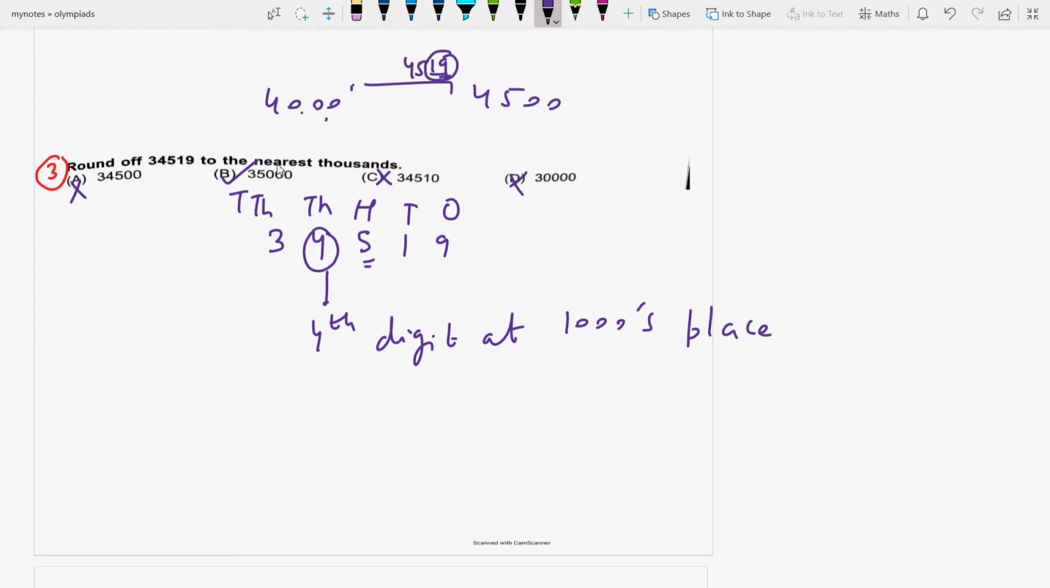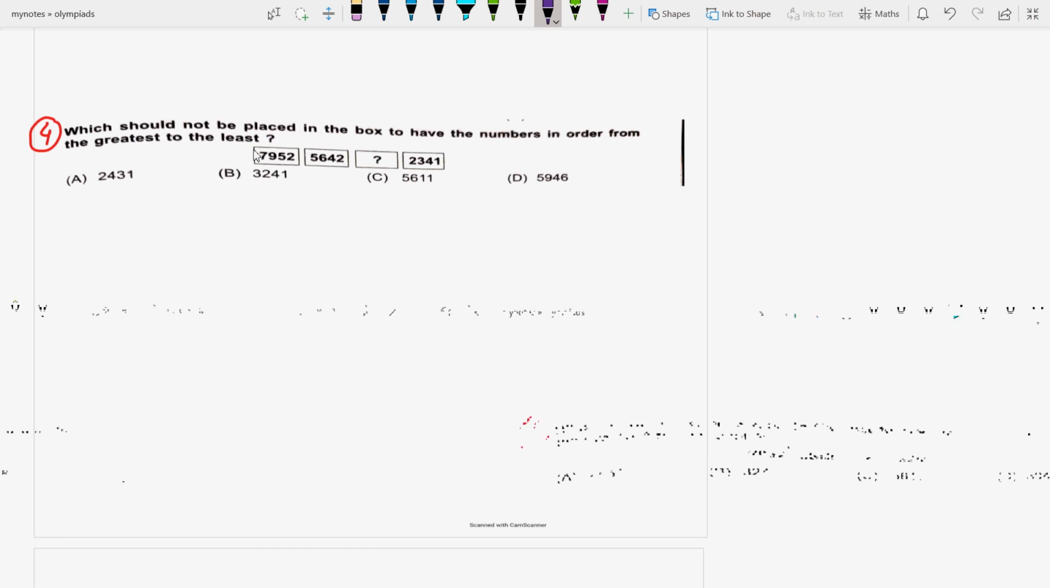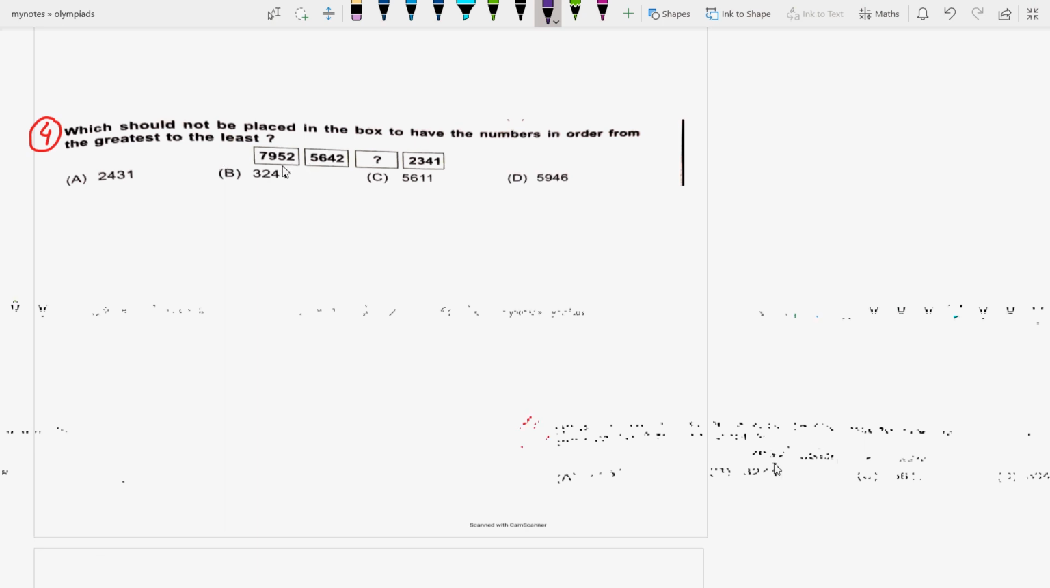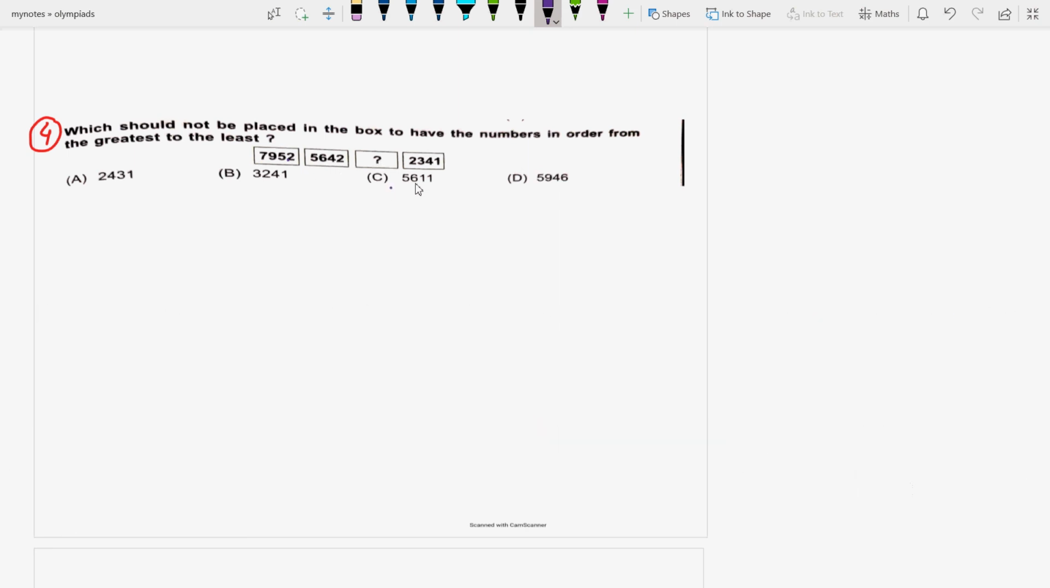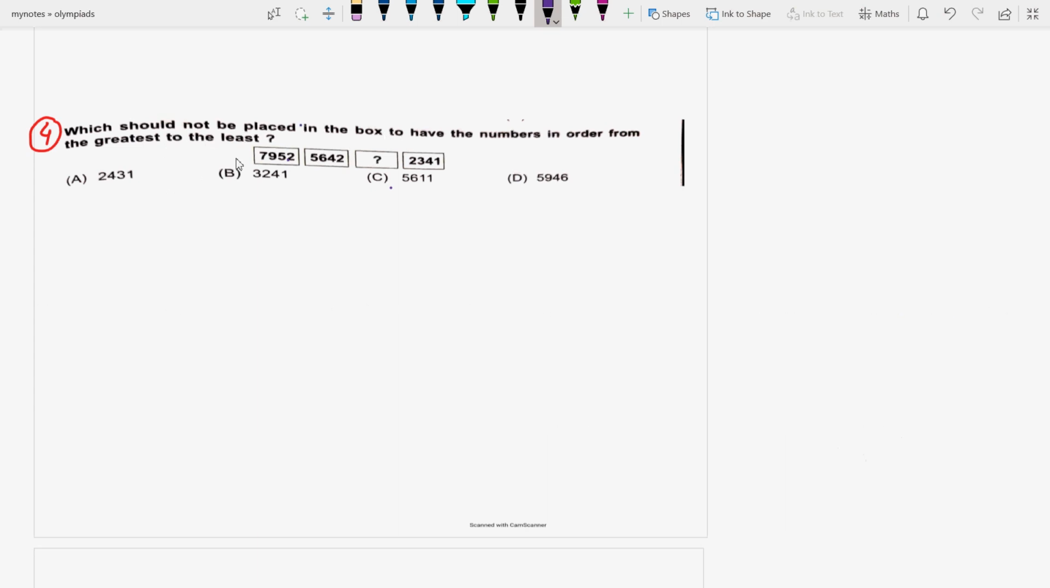Okay. Next question is, which should not be placed in the box to have the numbers in order from greatest to the least? See, in this question, what you have to do, first of all, 7952, 5642, it is in decreasing order. So 5611 should come, 5611, 3241, 2431. Which should not be placed in the box, because the numbers are arranged in descending order.